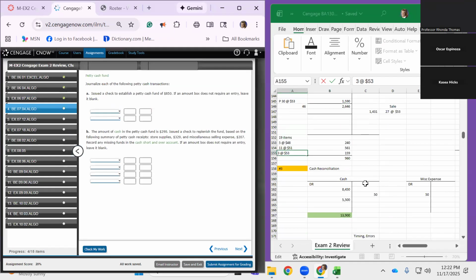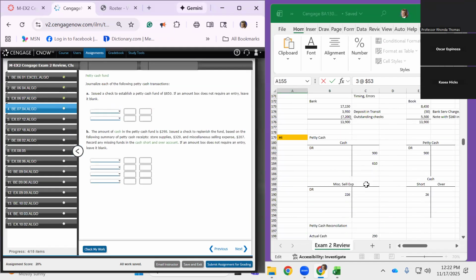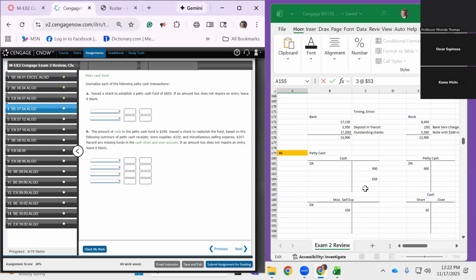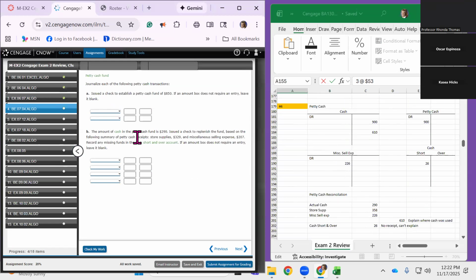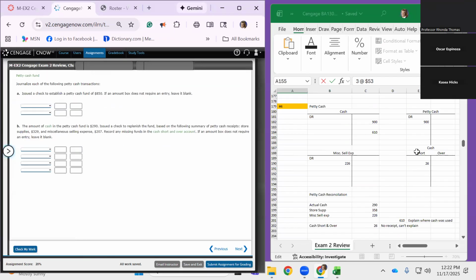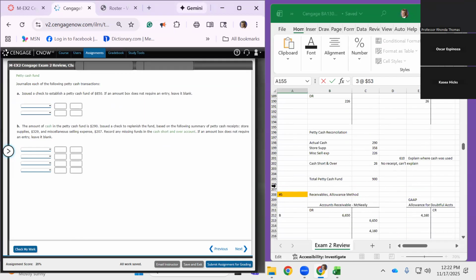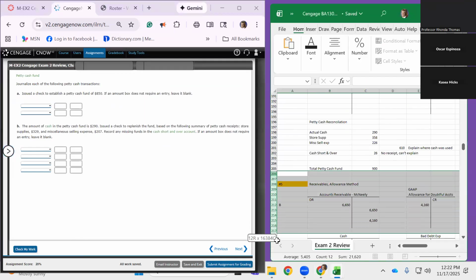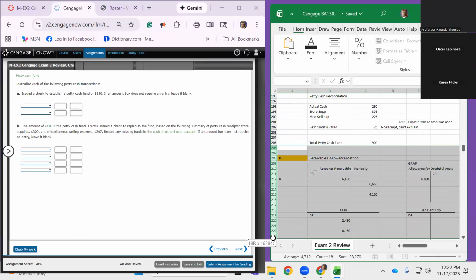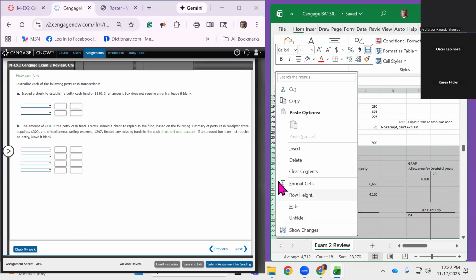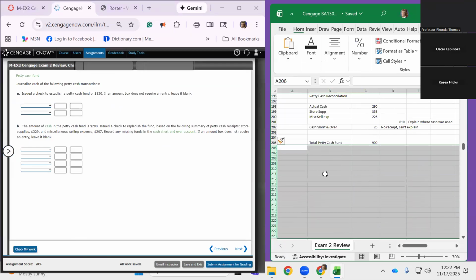Let's move on to petty cash. Okay, petty cash. I'm going to use this one to establish it, right? Petty cash is just a cash account that you keep for incidentals in a business. Okay, incidentals.